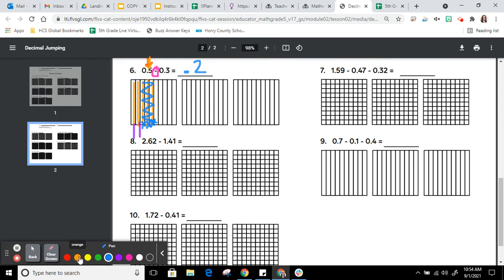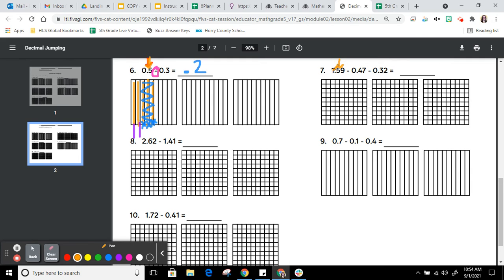Number 7, we are dealing with hundredths again. So let's start with our first number. We're going to start by shading in our first number. Now, what's good about the subtraction is it's not a lot of shading, it's more crossing out. You always shade in your first number. So let's shade in this first number, which is 1 59/100.